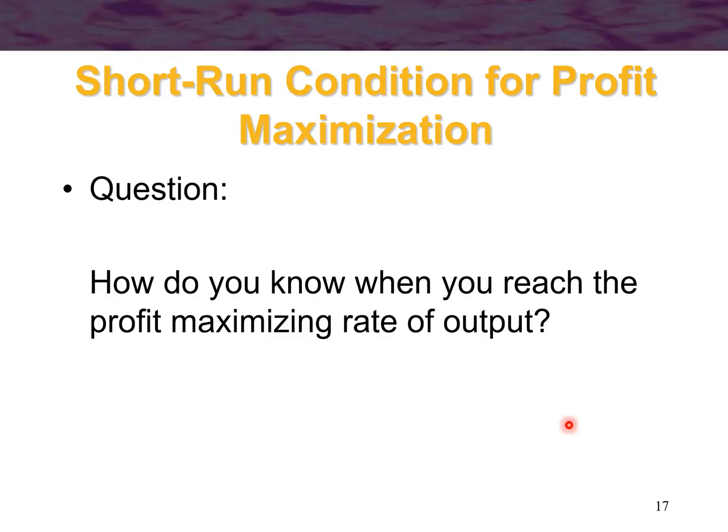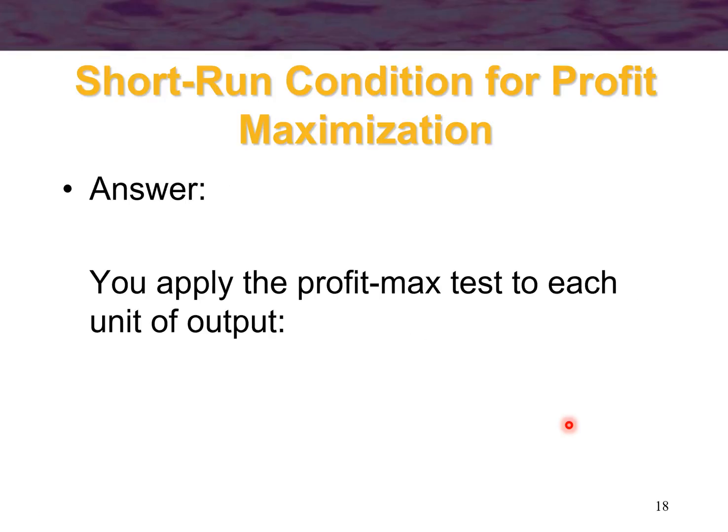But how do you know you've reached the output rate that maximizes profit? Well, there's a special rule called MR equals MC. So here's how it goes. You keep producing up to the point where the last unit has a marginal revenue equal to its marginal cost. And in the next video, I'm going to show you how we apply this.